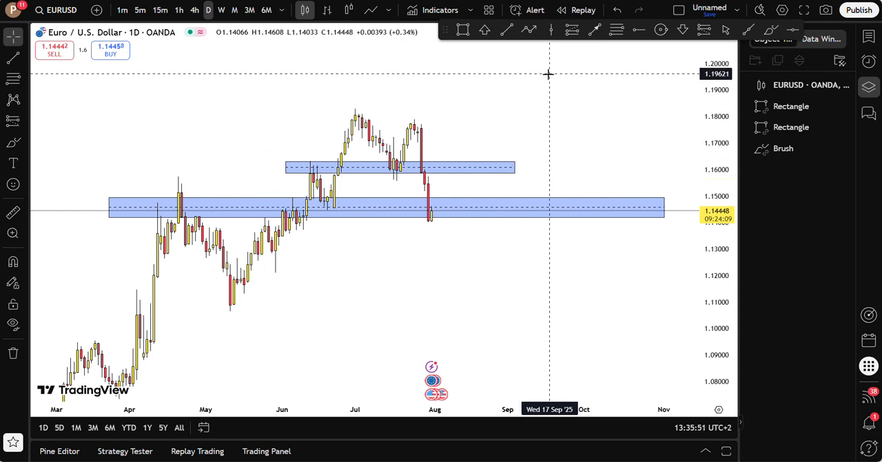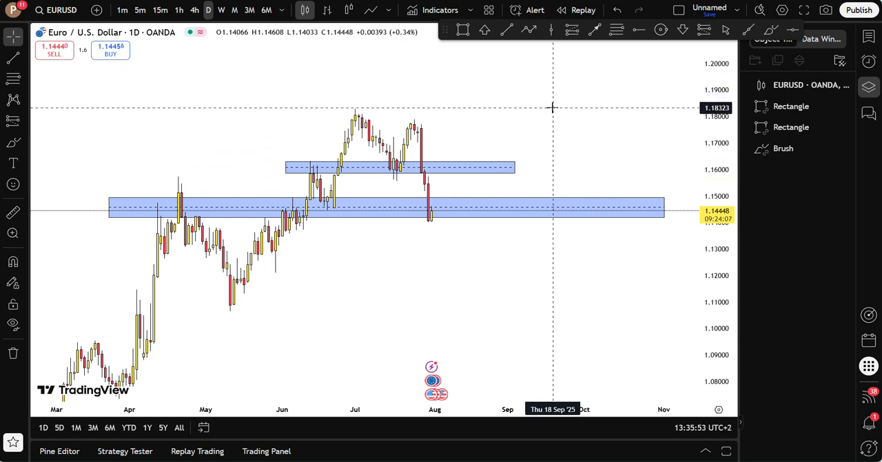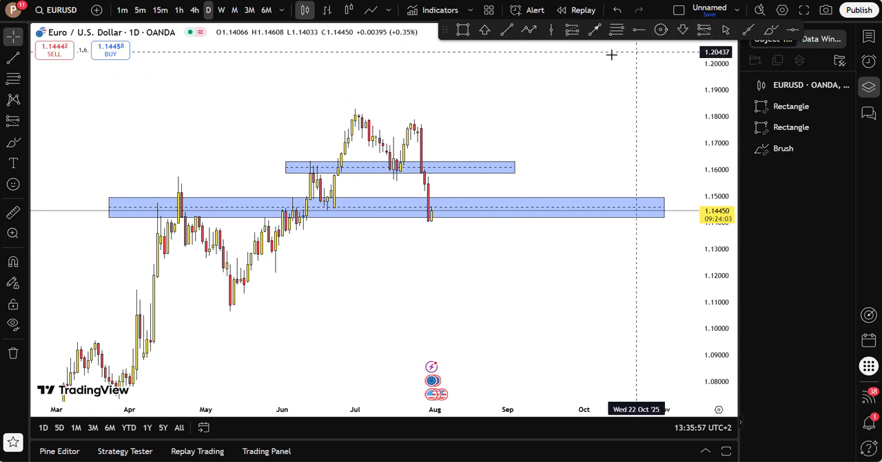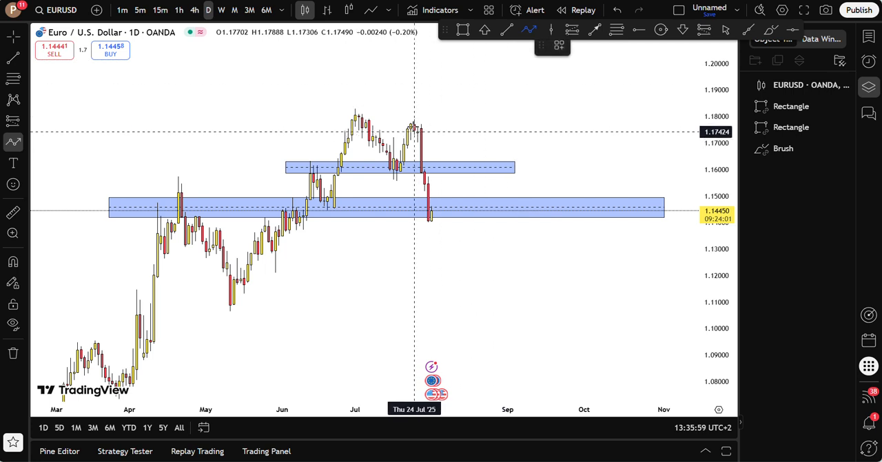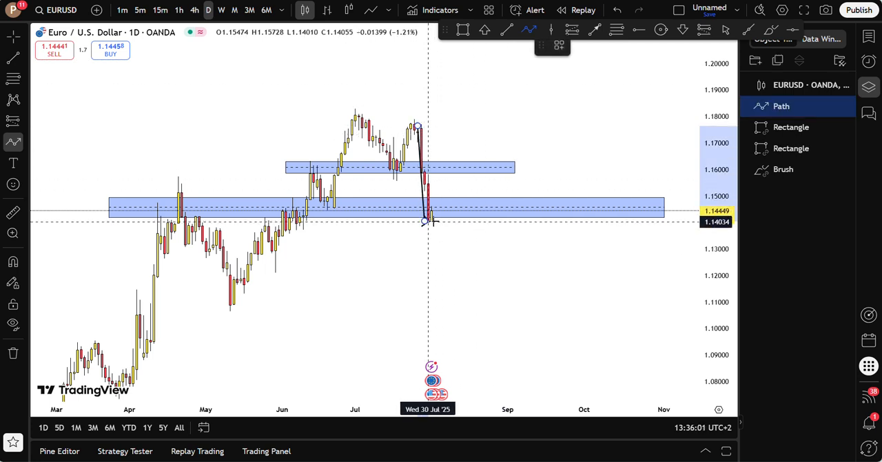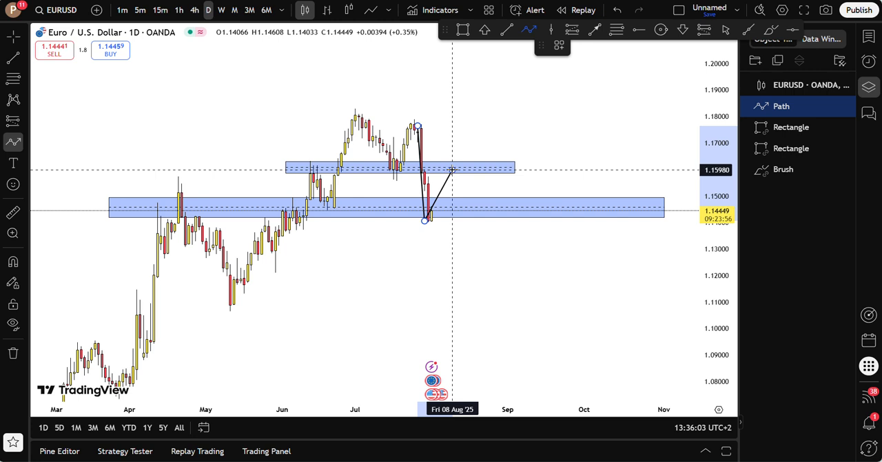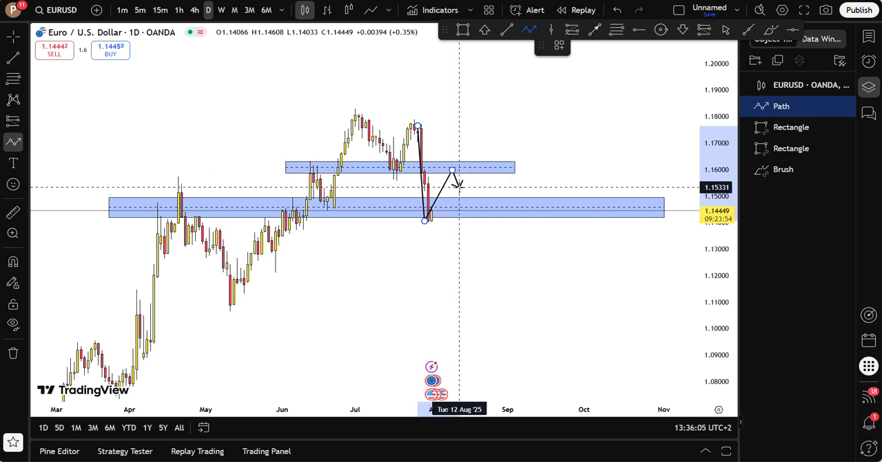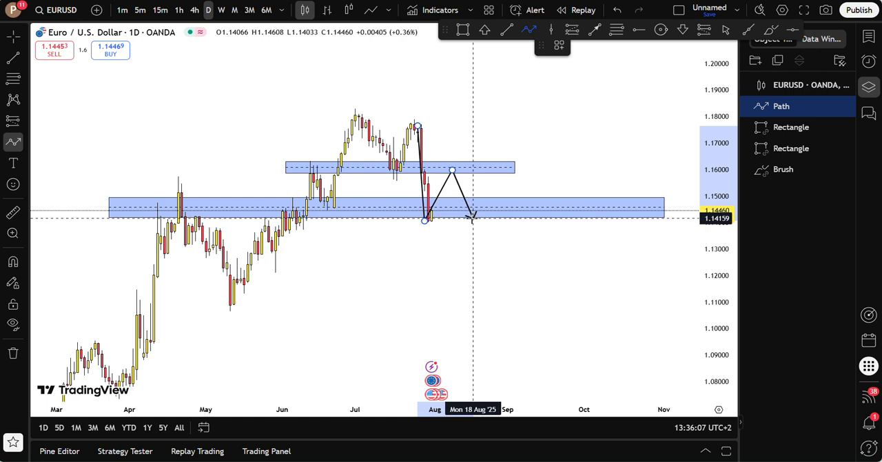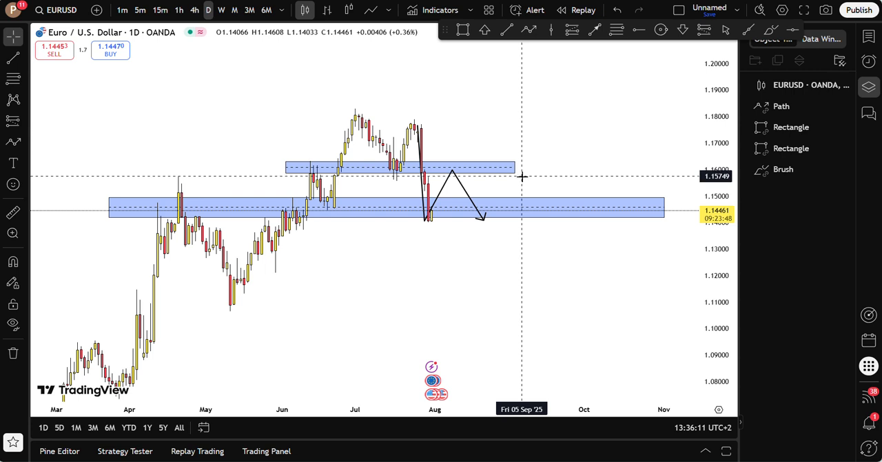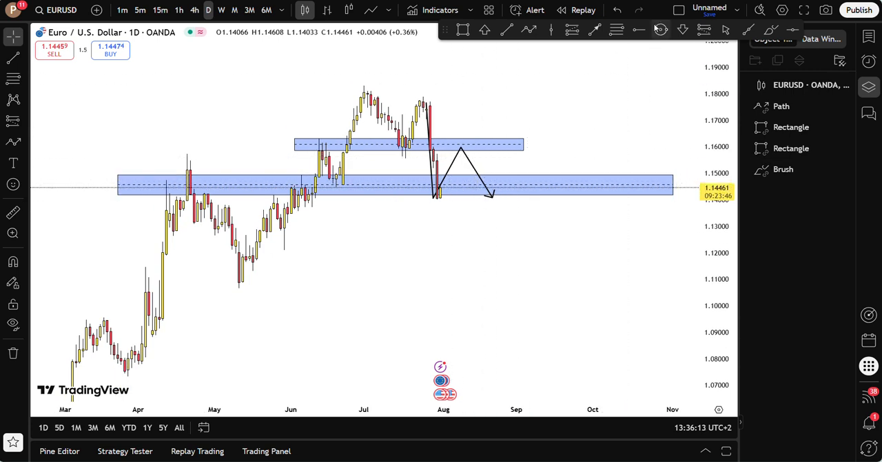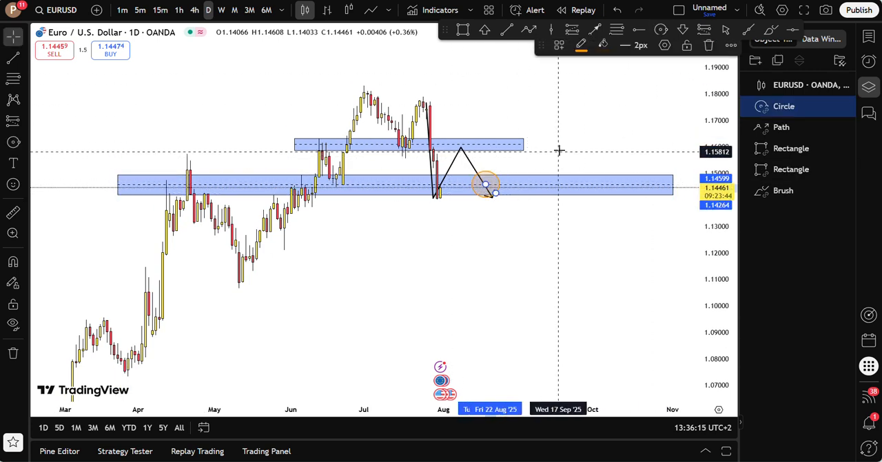So the market moves in impulses and corrections, right? So the price moved in this impulse. So we are waiting for this correction in order to get an entry to come back down here, either to break this zone or to target the zone overall, to target our zone here.